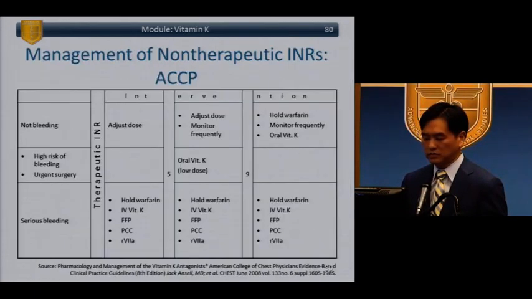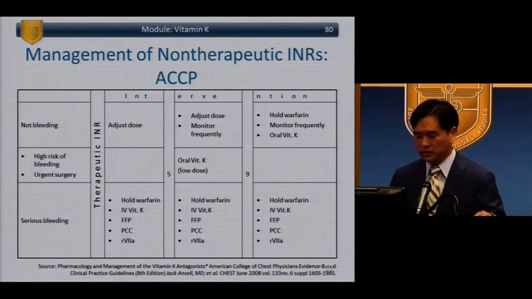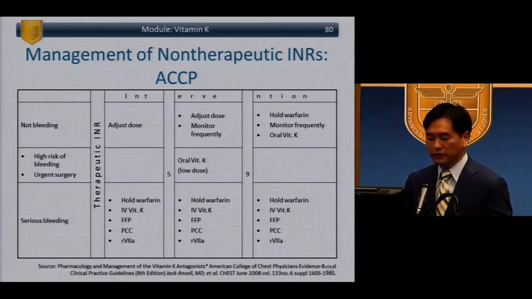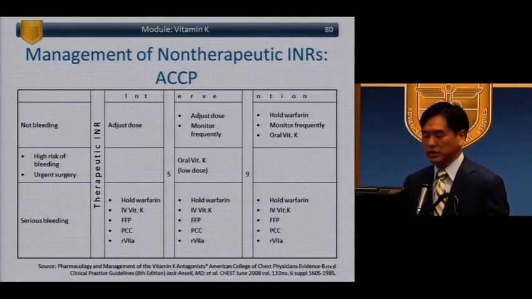Now, this is a kind of an alteration of the original chart, which can be found here. But let's see. Here, what you have is a patient who's not bleeding, a patient who is either having a high risk of bleeding or urgent surgery, or someone who is bleeding. Okay? And we're going to go across this way. And what should you do if their INR is more than therapeutic but less than 5? That's this column. Here is more than 5, 5 to 9, or greater than 9.